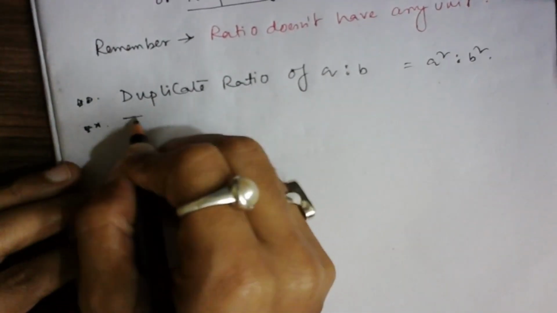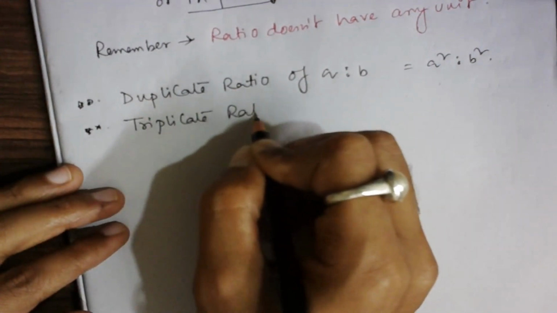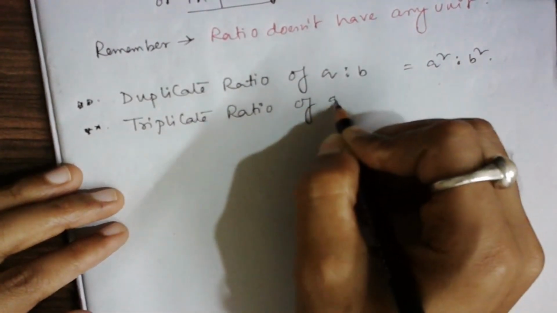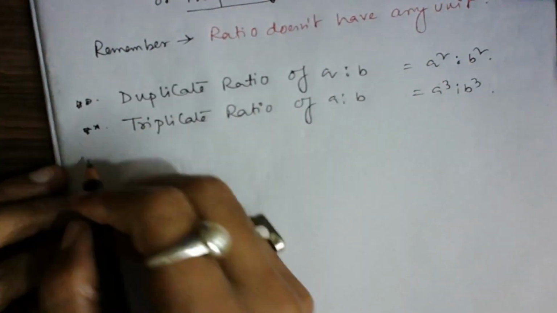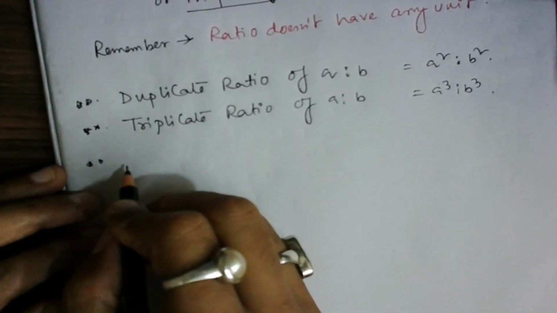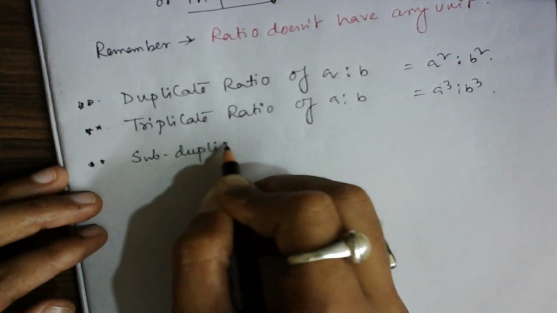Now what is a triplicate ratio, sir? Very good. A cube is to B cube. Okay, sir, no problem. Sir, what is subduplicate ratio? Square root of any ratio.